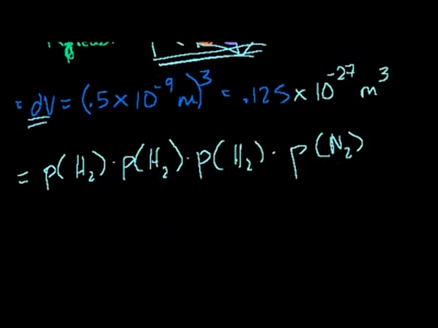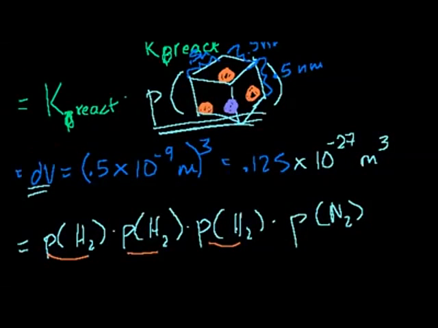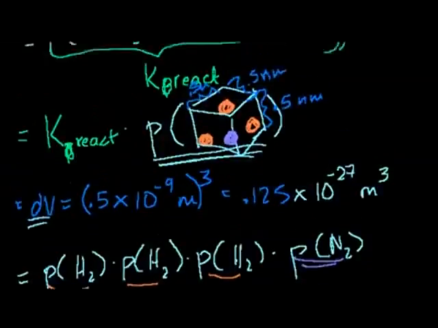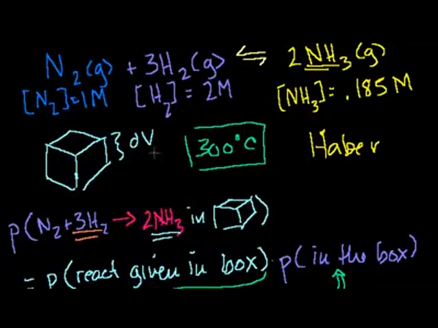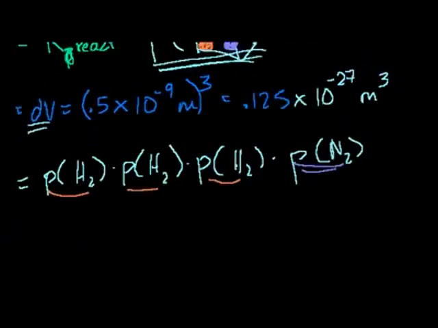I'll do the nitrogen in a different color just to ease. Oh, I should have done these in the orange, because that's the color of the molecules up there. I'll do this one in purple. What's the probability of having hydrogen in the box? Well, we know hydrogen's concentration at equilibrium is 2 molar.